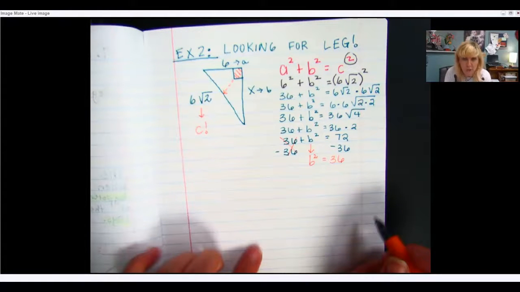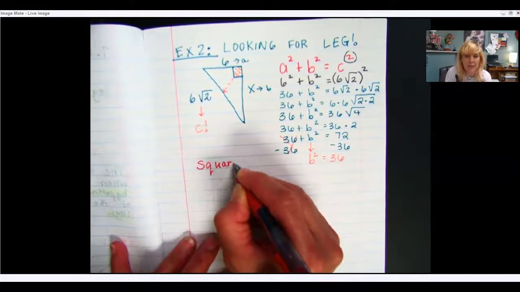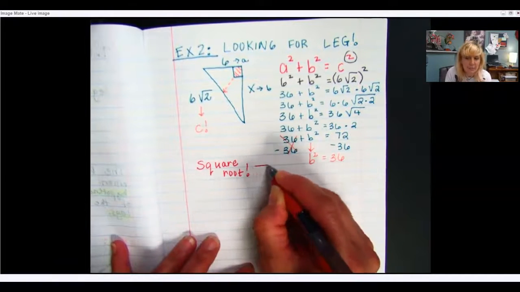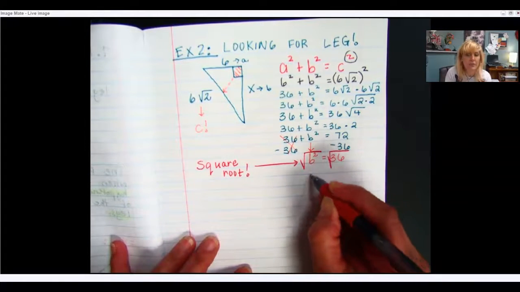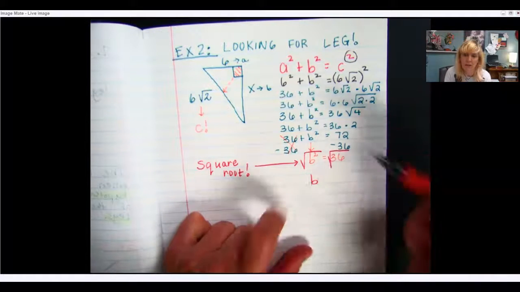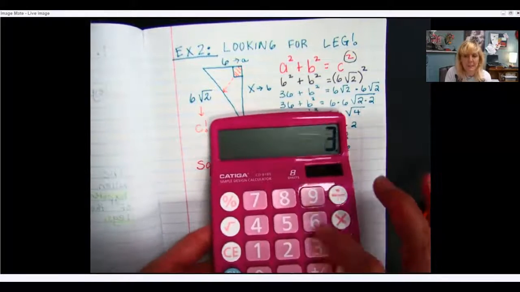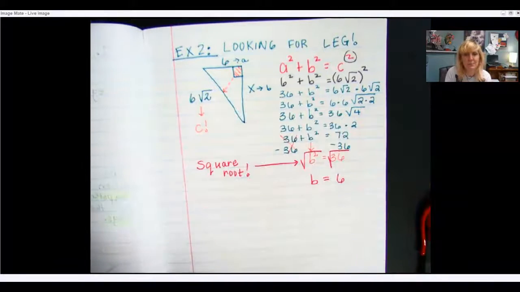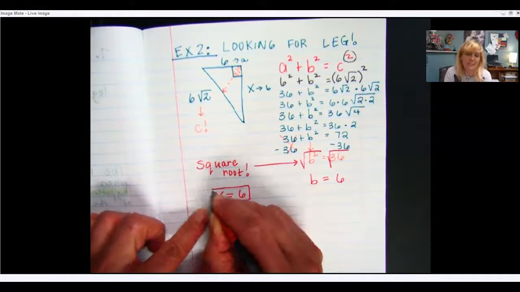Now look, when you get to this, I have a single b squared on one side and a single 36, a single number. When you have a single letter and a single number, that's when you square root. When I draw the square root symbol, that little 2 goes away. Notice how I did not write the little 2 there. And then 36 is perfect. The square root of that is 6. See? Just proved it with my calculator. So we know that x equals 6. That's it.